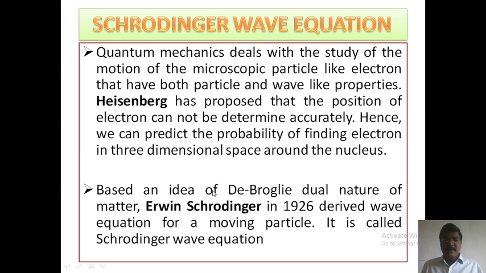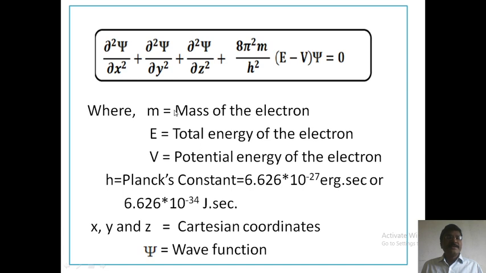Based on the idea of de Broglie's dual nature of matter, Erwin Schrödinger in 1926 derived a wave equation for a moving particle. It is called the Schrödinger wave equation. That equation is ∂²ψ/∂x² + ∂²ψ/∂y² + ∂²ψ/∂z² + (8π²m/h²)(E − V)ψ = 0, where m is the mass of the electron, E is the total energy of the electron, V is the potential energy of the electron, and h is Planck's constant.